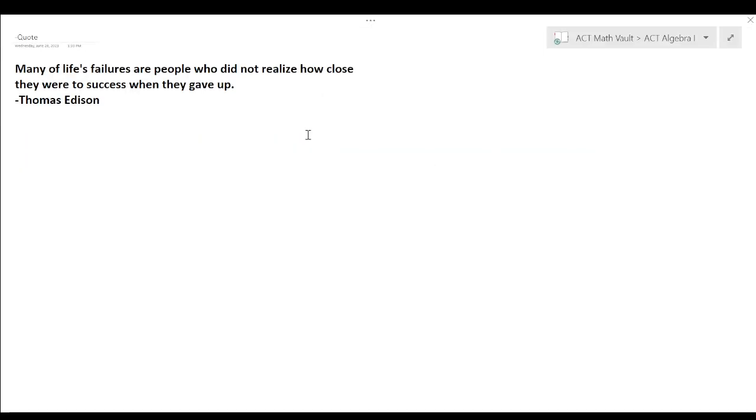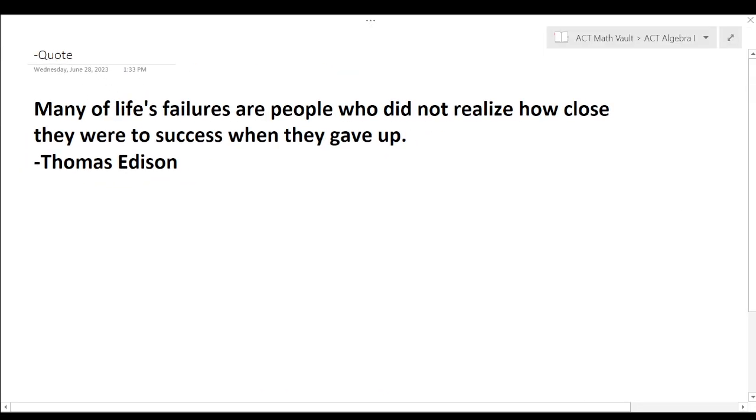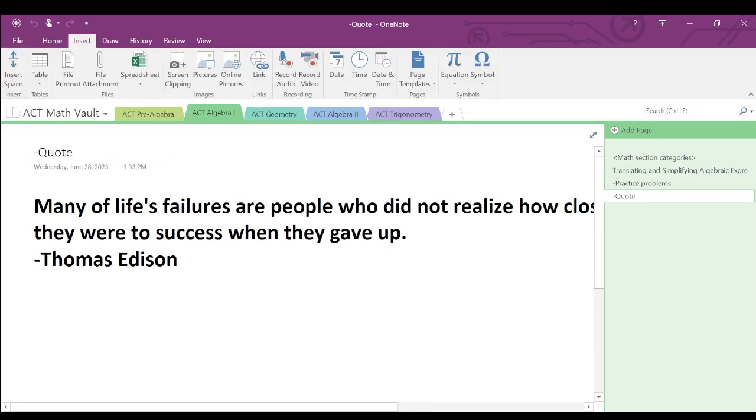We've got a quote to leave you. So many of life's failures are people who did not realize how close they were to success when they gave up. I think this is really good food for thought. If you imagine yourself working toward a goal, it's really fun to imagine you actually achieving that goal and not ever giving up. So that's really helpful for ACT prep, of course, and math in general.